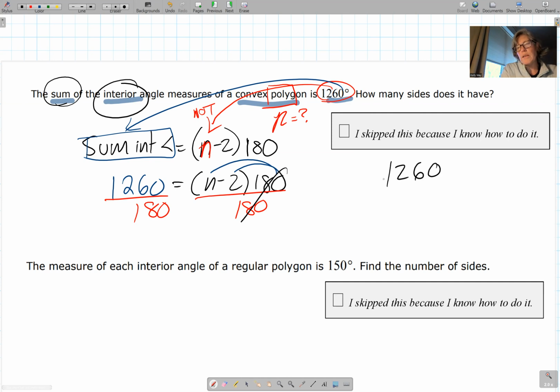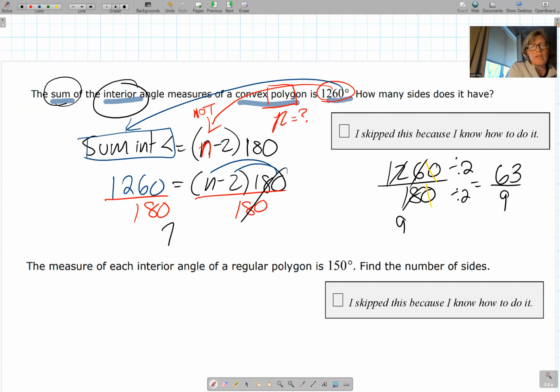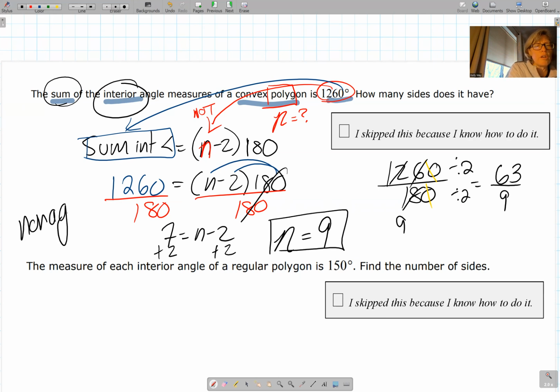1260 divided by 180, goodbye zeros. I'm going to divide both of these by 2. I'm going to get 9, divide by 2, that's going to be 6 goes in there, and then 3. So 63 divided by 9, I get 7. You're not done. And minus 2, plus 2, plus 2, n is 9. So it is a nonagon.